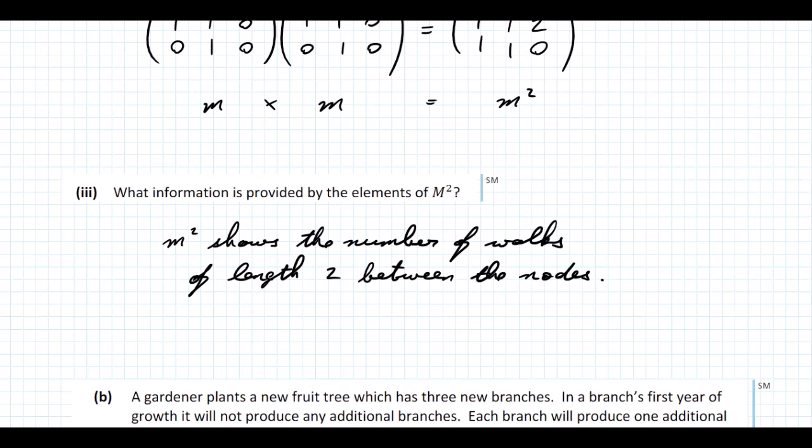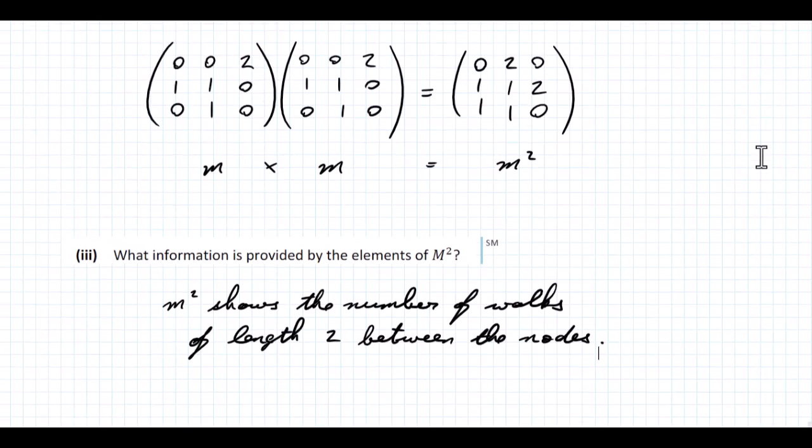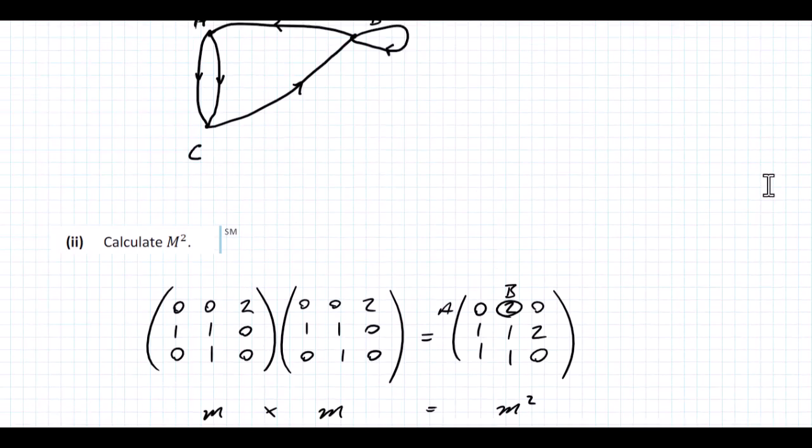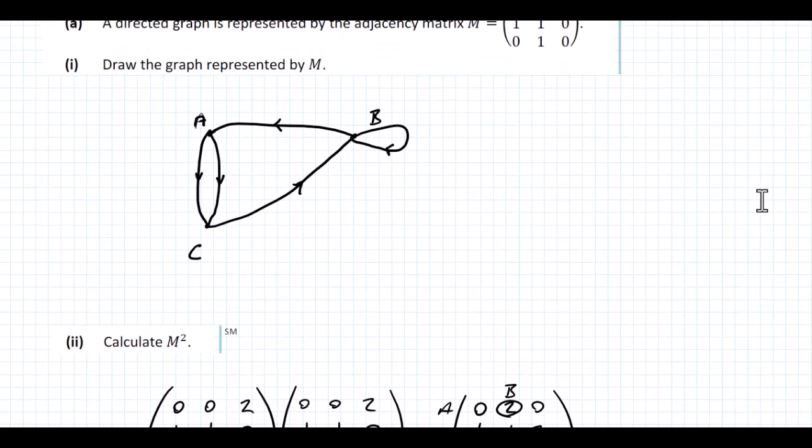So for example, if we look at, let's say this one here from A to B, there are 2 walks of length 2 between A and B. So let's have a look at that. So from A to B, you can go down this way and then up this way. That's 1 walk of length 2. You can go down this way and then up this way. That's another walk of length 2 from A to B.